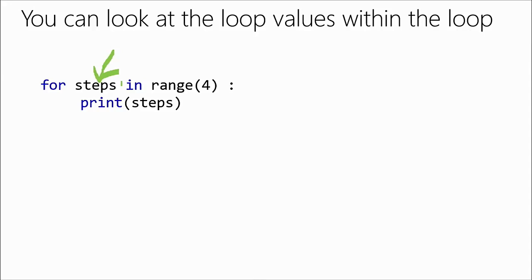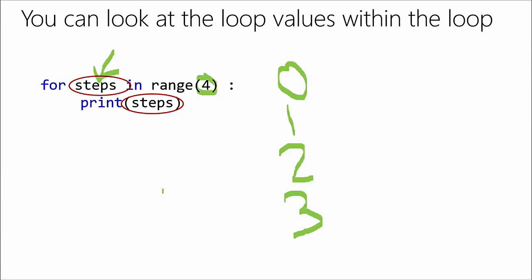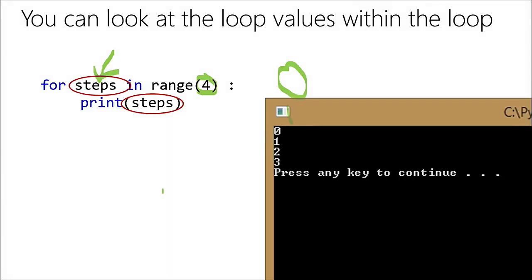The first time you go through the loop, it will have a value of 0. The second time you go through the loop, it will have a value of 1. The third time, it'll have a value of 2. The last time you go through the loop, it'll have a value of 3. The way this works is when steps reaches the value here, it exits the loop. So you can actually reference that variable inside your loop.